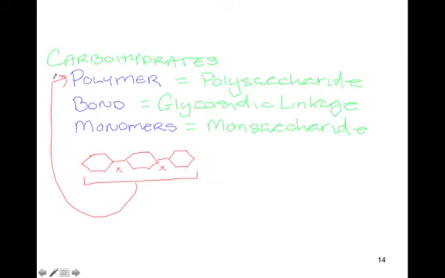Now the question is, how are those glycosidic linkages formed? They're formed by the process of dehydration synthesis. So we pull out an H2O as we stick each one of these glucose molecules onto the next one.